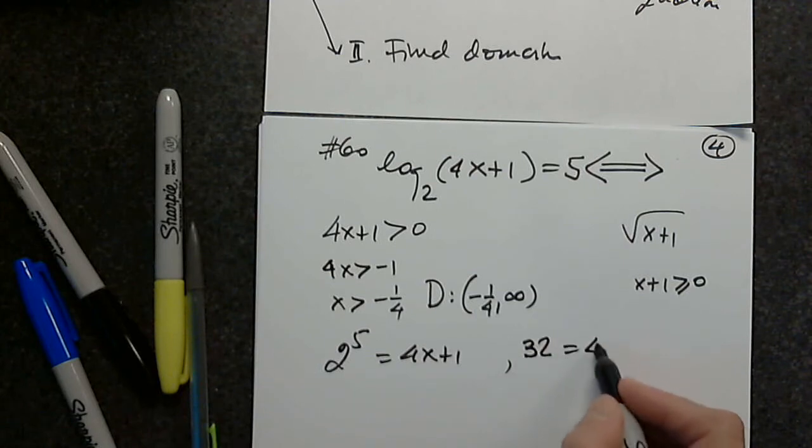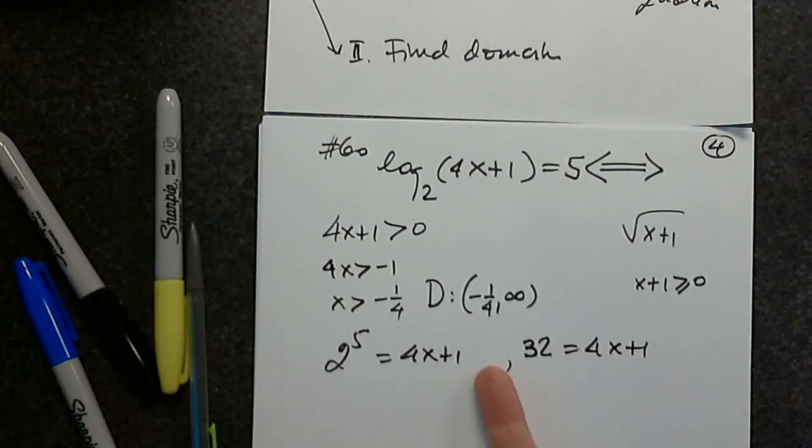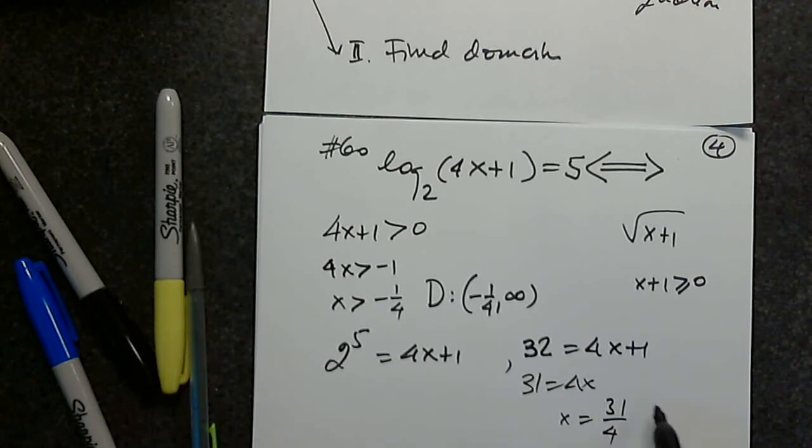Very good. Equals 4x plus 1. I subtract 1. This is linear now. 31 equals 4x. X is 31 over 4. I put a question mark because I have to check. But I don't want to because I have domain. Is this in the domain?